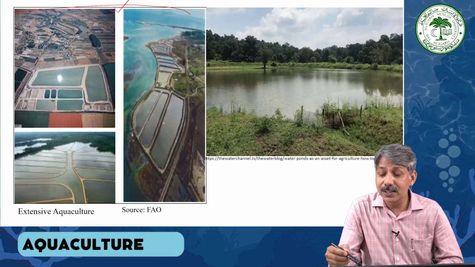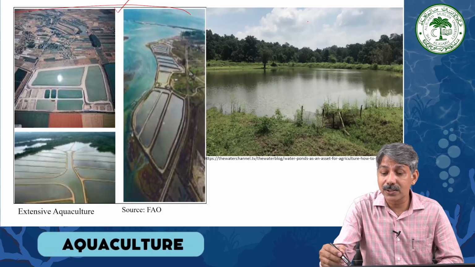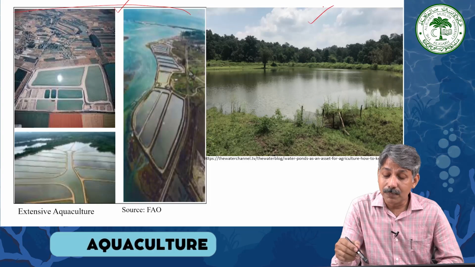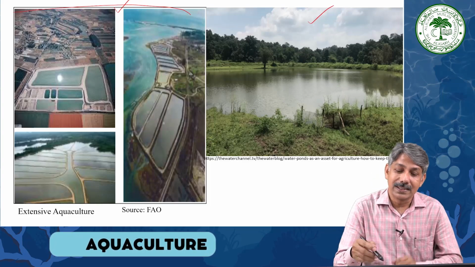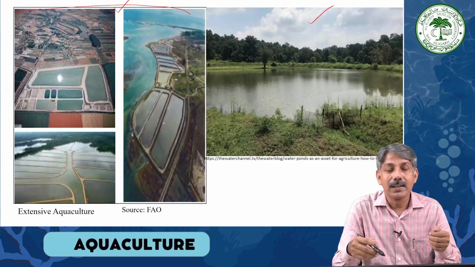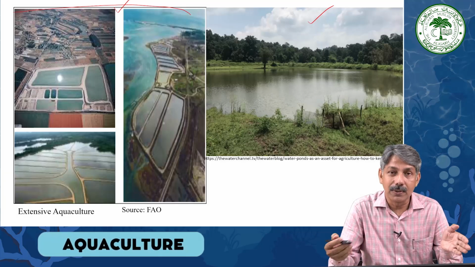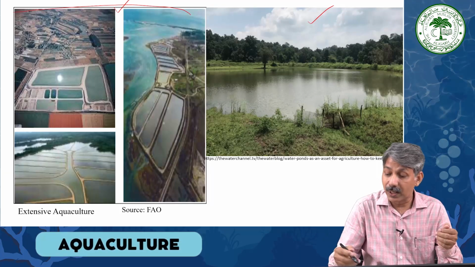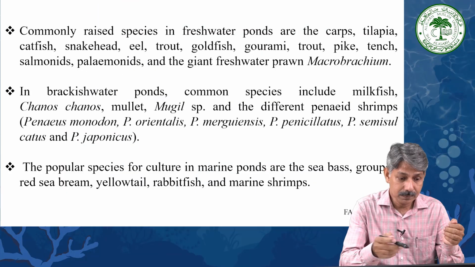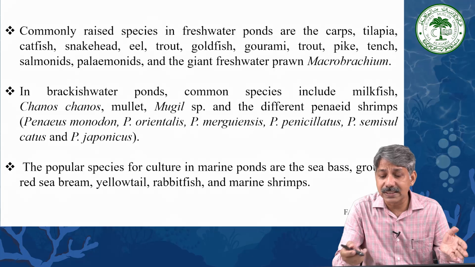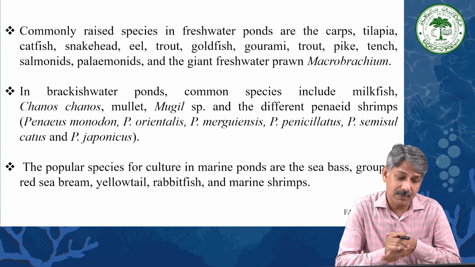But in India, we used to. This is the same picture which I showed you earlier in the lecture. This kind of water body we see most commonly as community ponds in many of our villages and other places where extensive fish culture is also going on. Now, what are the different species that can be raised in extensive aquaculture?